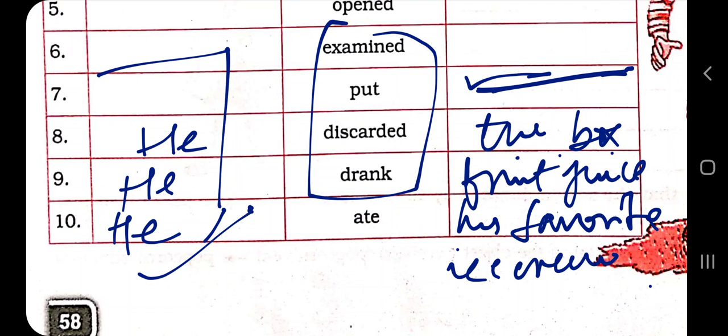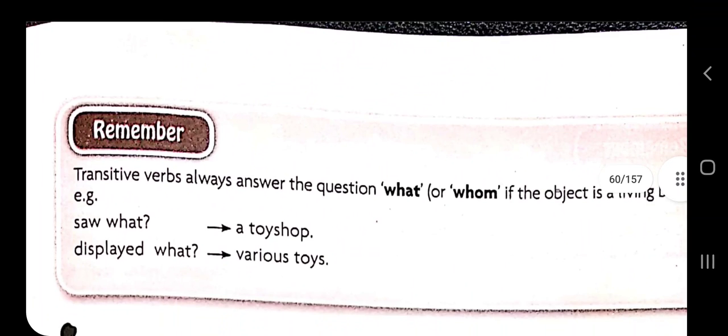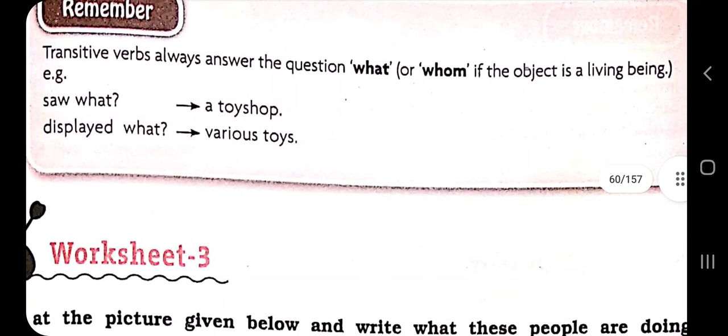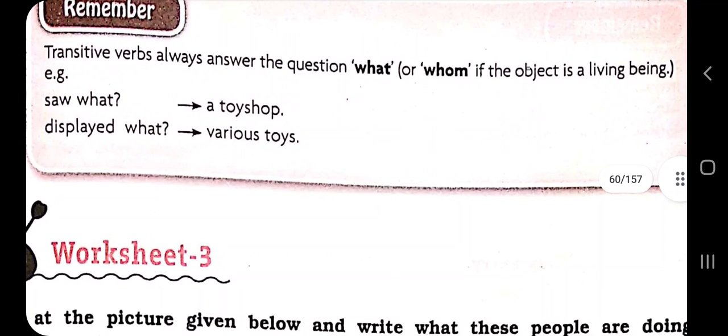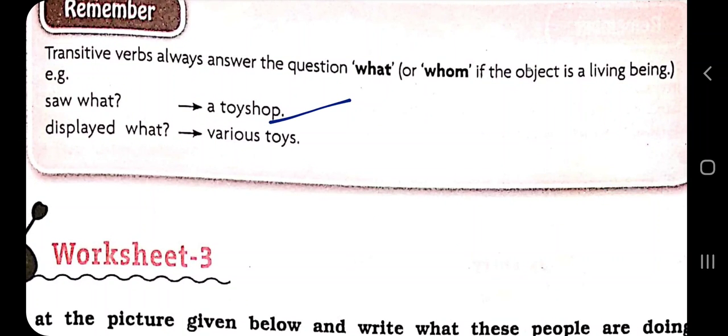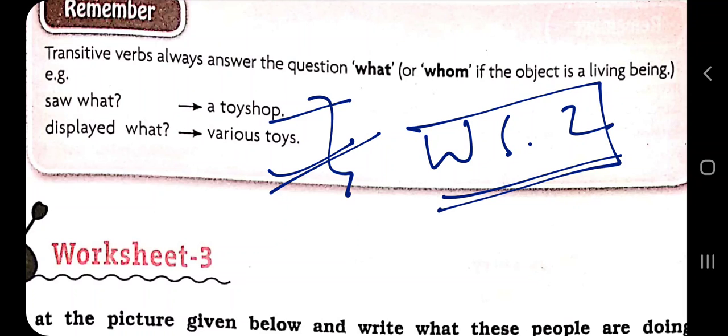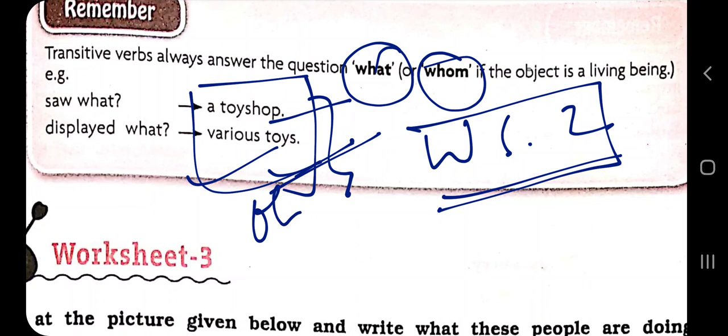Now, transitive verbs always answer the question what or whom if the object is a living being. Example: saw what? Toy shop. Displayed what? Various toys. Drank what? Fruit juice. Ate what? Ice cream. Similarly, you go through worksheet 2 and you will have the understanding. If you ask the question, you will get some answer, and these answers are objects, and these are what? Transitive verbs.